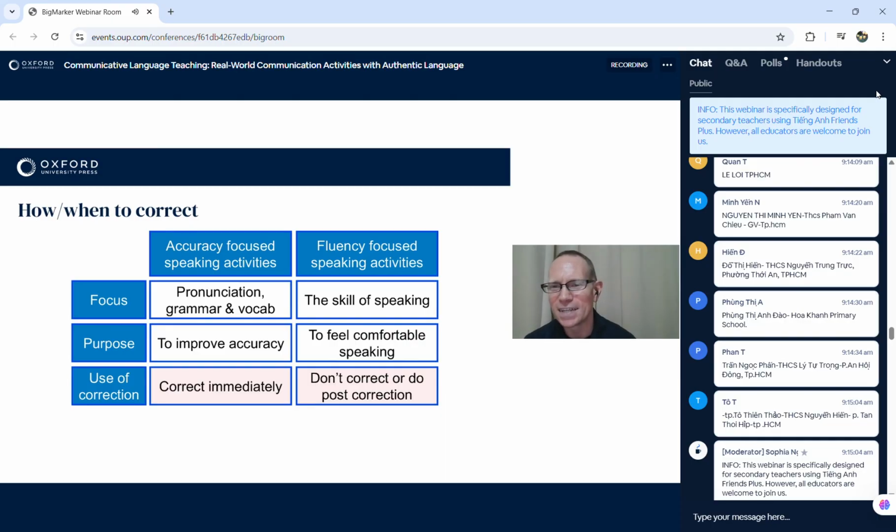So as Teacher Lan says, it depends on the speaking activity. If you're doing an accuracy-focused speaking activity, you should correct them. If it's fluency-focused, you shouldn't correct, and perhaps do some post-correction instead.